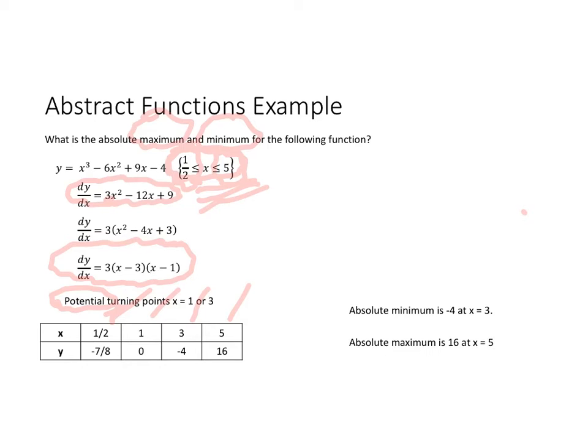So obviously, in terms of what the absolute minimum is, the absolute minimum is this right here, minus 4. So the absolute minimum is minus 4, and that occurs at x equals 3, because minus 4 is obviously the lowest of the 4 values. But the absolute maximum now, as you can see, is 16. So the absolute maximum occurs at x equals 5. So here's a typical example of how we find the absolute maximum and minimum of an abstract function.